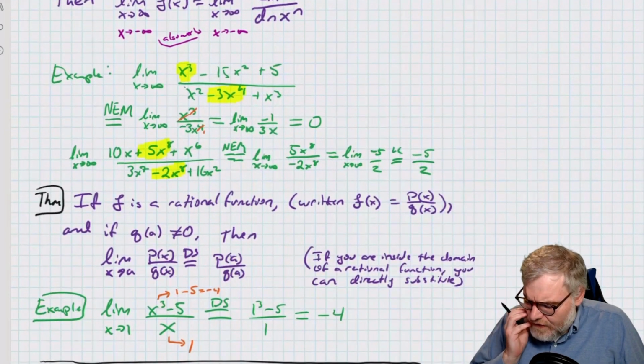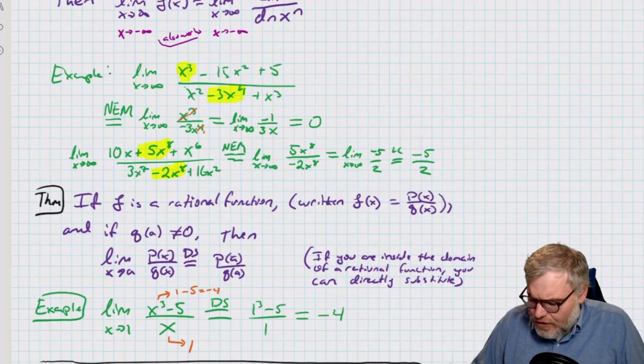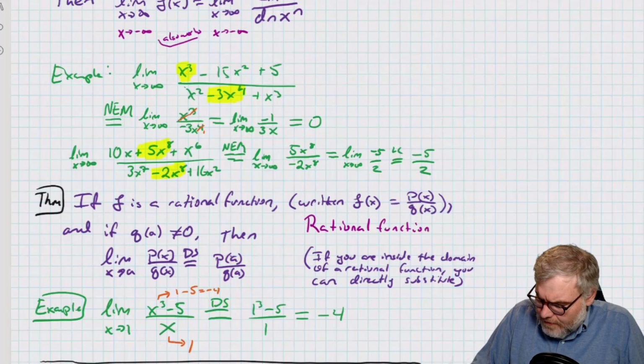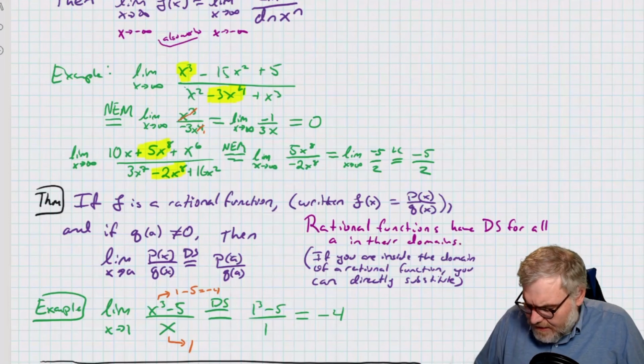But we want to talk about, first of all, if f is a rational function, and q of a does not equal 0, then the limit as x goes to a of p of x over q of x is simply p of a over q of a. So the point here is that rational functions have direct substitution for all a in their domains. Okay, that's what that says.